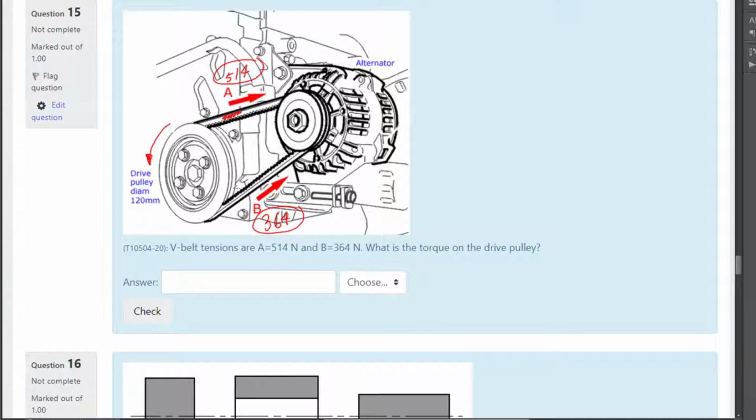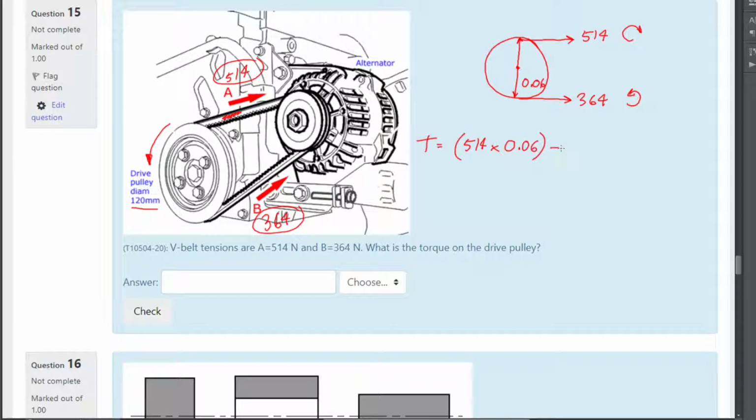What is the torque on the drive pulley? We're saying how much torque is on the drive pulley. So if we were to set this up in a balance of torque forces, there's our radius, which is 120 mils, so it's 0.06 meters. And one of them is pulling 514. The other one, which is also in tension, in other words the belt might slip, is 364. So one torque's going one way, that's a clockwise torque. The other torque's going the other way, anti-clockwise. And we're trying to find what the total torque is. So the torque will be force times distance, 514 times 0.06, minus, it's opposite direction, 364 times 0.06.